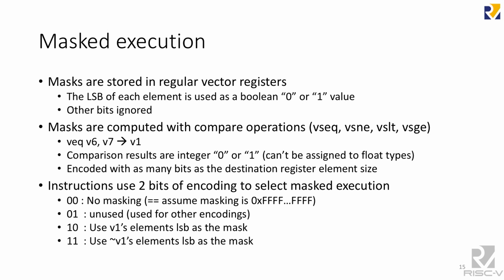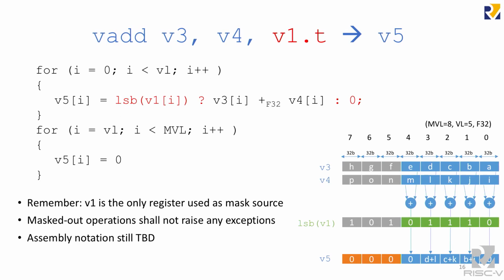Now, how do you use V1? Well, every instruction has 2 bits in the encoding. So every single instruction can say, I want to execute normally, which is what I've been talking about. You set those 2 bits to 0. Or you say, well, I actually want to execute under mask, only under control of the V1 register. So let me show you that in a picture. It's going to be a little better. You would say something like this: I want to add V3, V4, but I only want to do it for those values of V1 that are true. That's the v1.t notation there. We'll see what the assembly guys decide in the end, but that's what we're going to do.